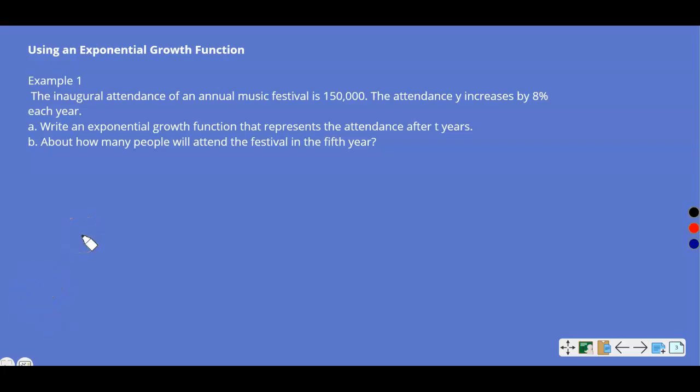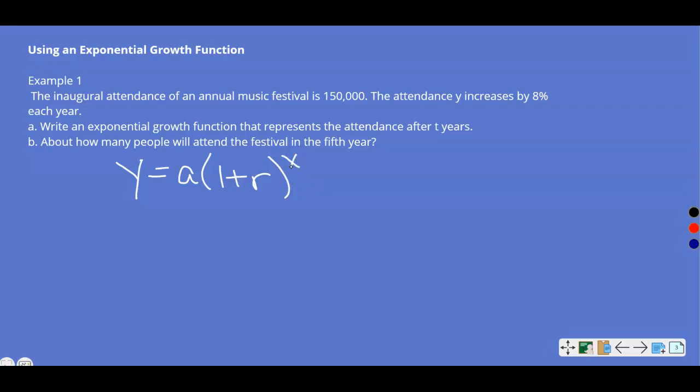All right, so first thing is understanding the question. It says inaugural attendance. That means the first year's attendance. So the music festival has 150,000 at the beginning. The attendance y increases by 8% each year. So first think about our exponential growth factor: y equals a times 1 plus r raised to the x power.